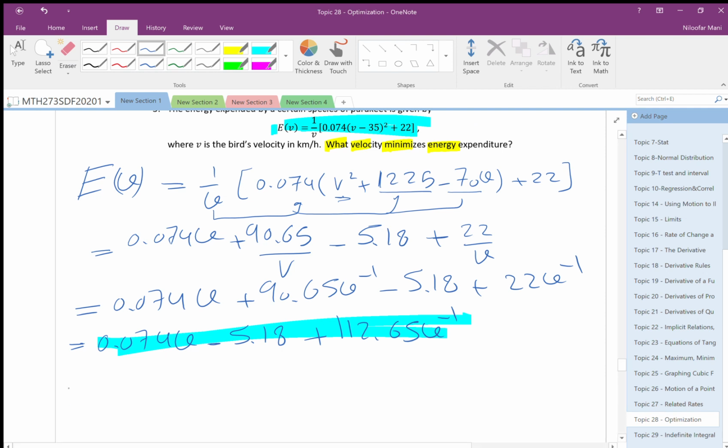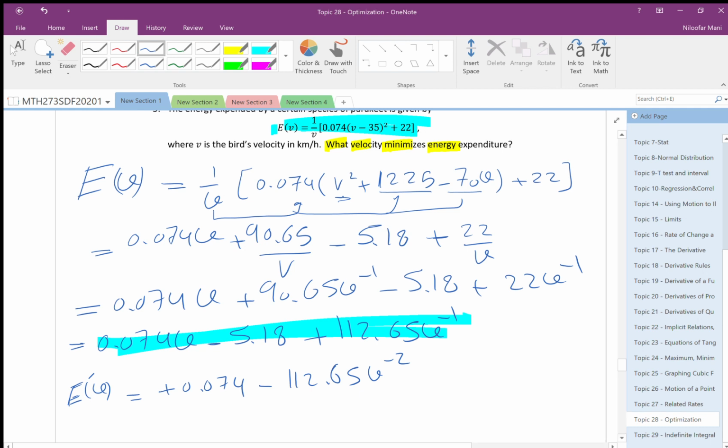So I find the first derivative. What is the first derivative? 0.074 minus 112.65 v to the power minus 2. And you don't need to put v prime because you differentiate based on v. Here it's like based on x, where I don't write x prime, since x prime is 1. Here I do based on v, so I don't have v prime. For none of them do I have a prime, because I differentiate with respect to that variable.